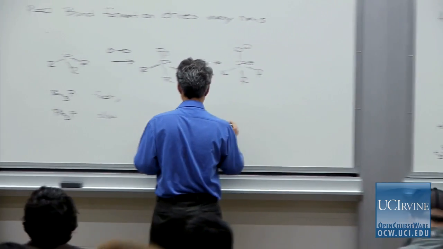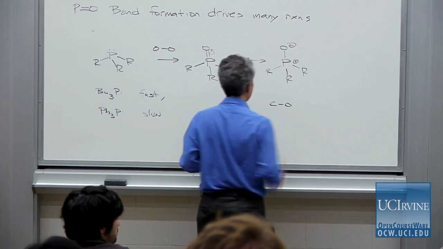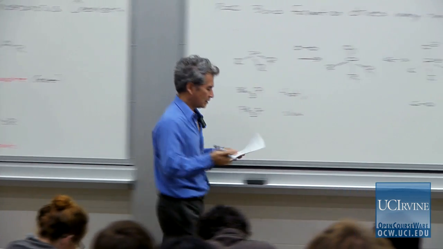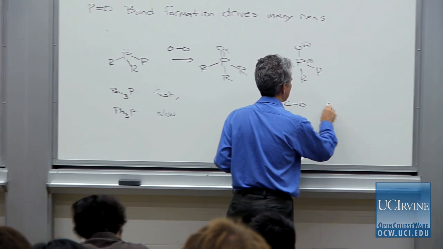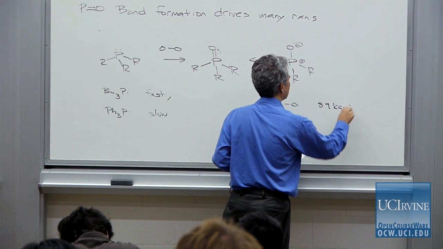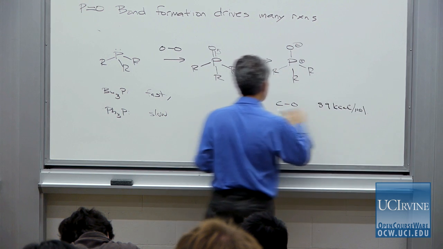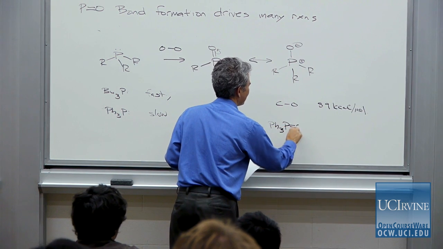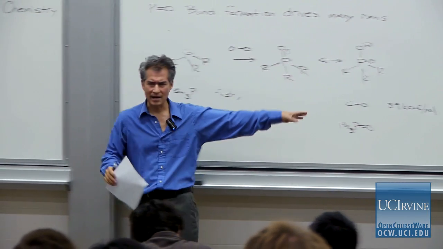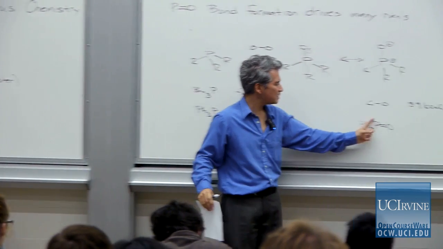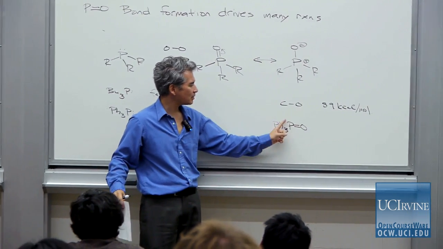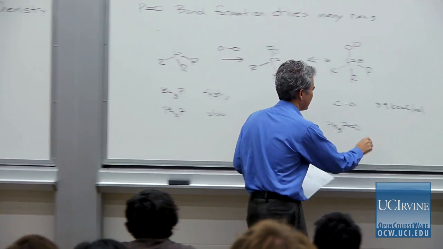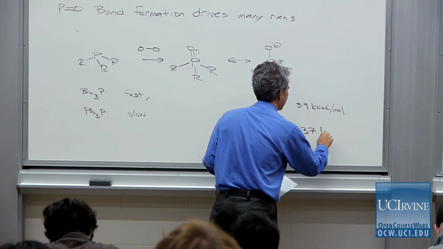Let me give you some bond energies here. In many reactions, you'll break bonds to things like carbon and oxygen. And let me just remind you, that's about a 90 kcal per mole bond. And so if you can break bonds between carbon and oxygen and replace them with bonds between phosphorus and oxygen, and it doesn't matter how I draw that, whether I draw this P plus O minus or P double bond O, that bond is energetically very favorable. 137 kcals per mole.